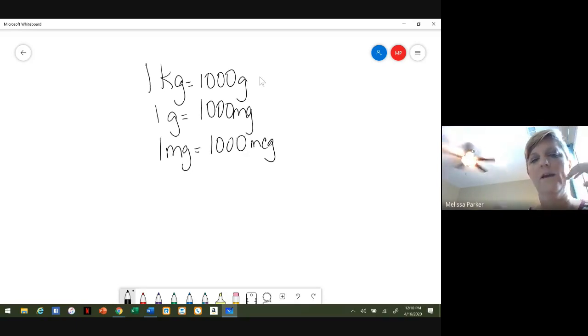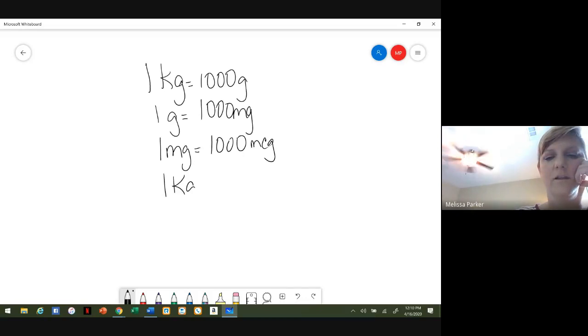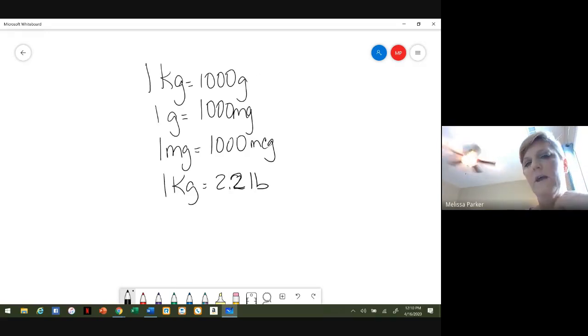That's pretty much all you need to know for your midterm and your final, are these ones right here. The other thing you want to know is that 1 kilogram is equal to 2.2 pounds, which you guys should already know because you've already done math for that. So these are the conversions we're going to use when we're doing these problems right now.